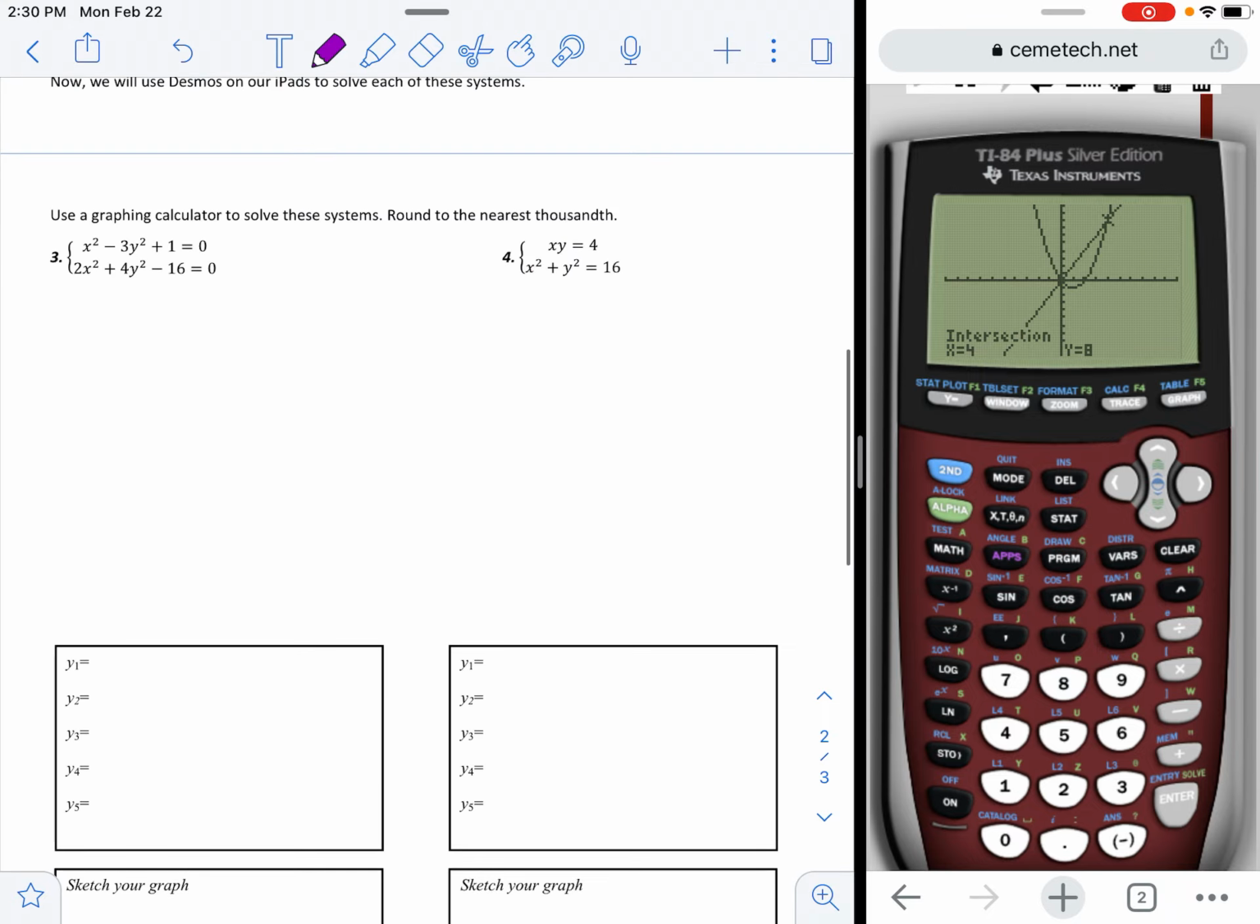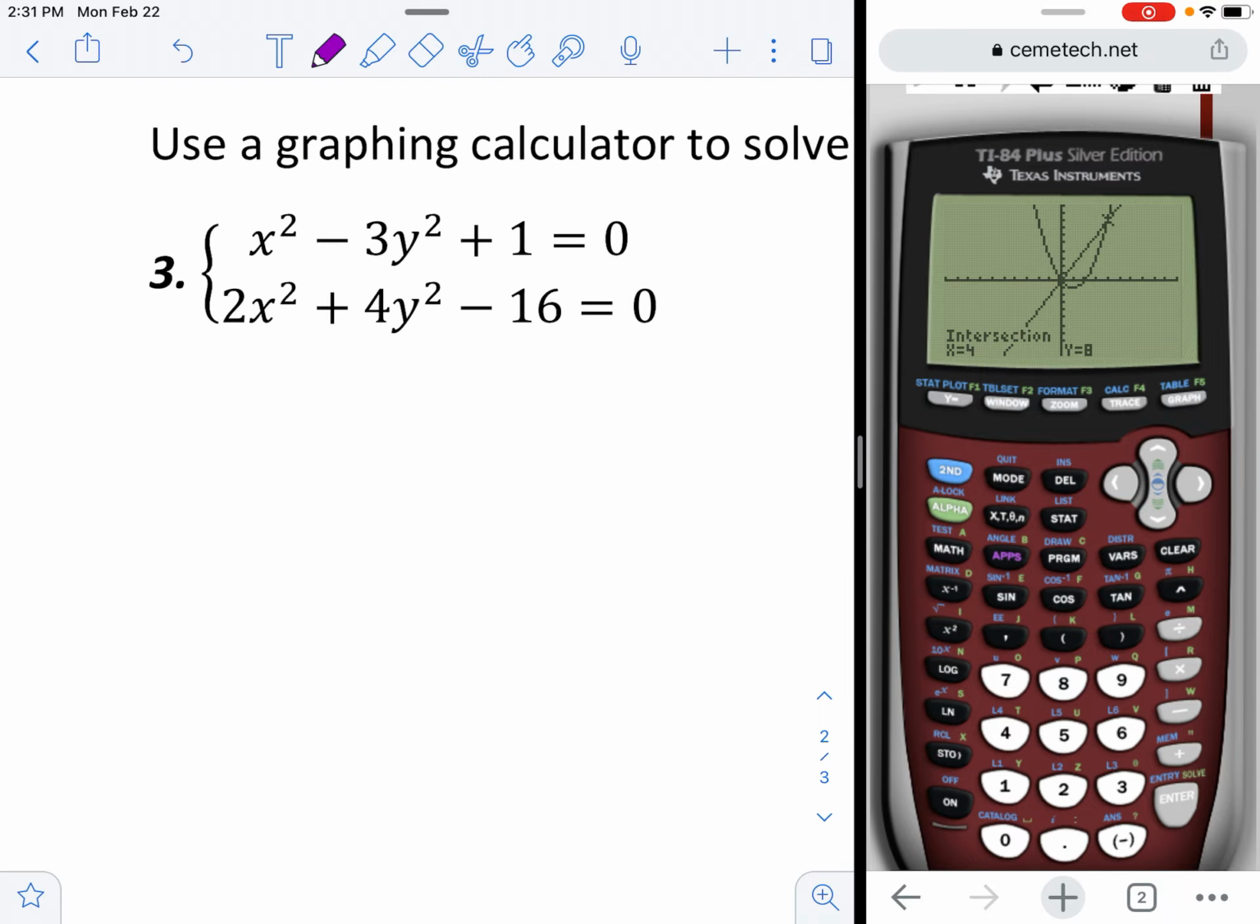So it says now we will use Desmos on our iPad to solve each of these systems. We're going to do that last. I'd rather just get these, especially in the video, get these other two done and then go back and show you how to do it in Desmos. Okay, number 3. It's not solved for y in either equation, so I have to solve for y.